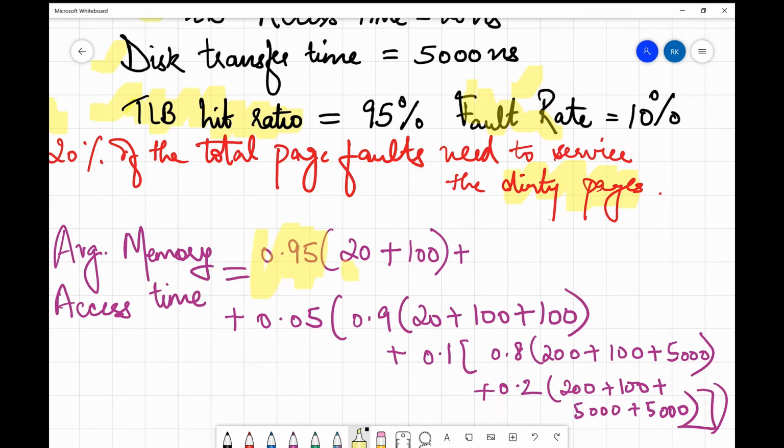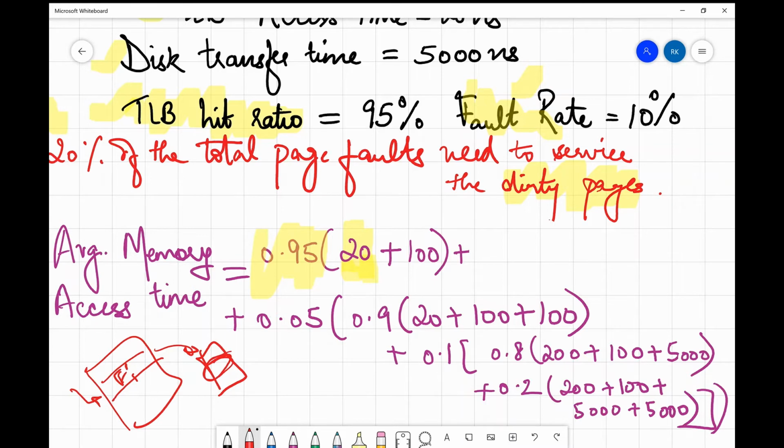So here is the TLB access time, which is 20 nanoseconds. Then when I find its frame number here, let's say this is FI, I can directly go to the main memory and fetch the frame contents from there. So it cost me only the TLB access time plus one main memory access time. That is what I have written here: the TLB access time and one main memory access time.